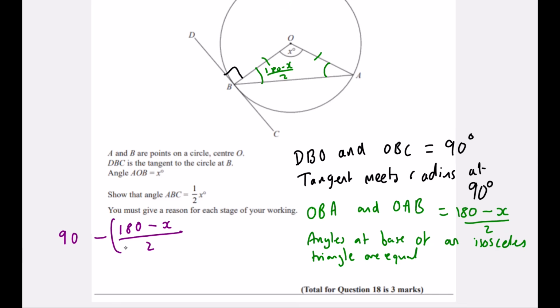And let's simplify the 180 minus x over 2. That's half them both. So it's going to be 90 take away 90, half of 180, minus half of x. So 90 take away 90 is nothing. And then take away negative half x is half x.